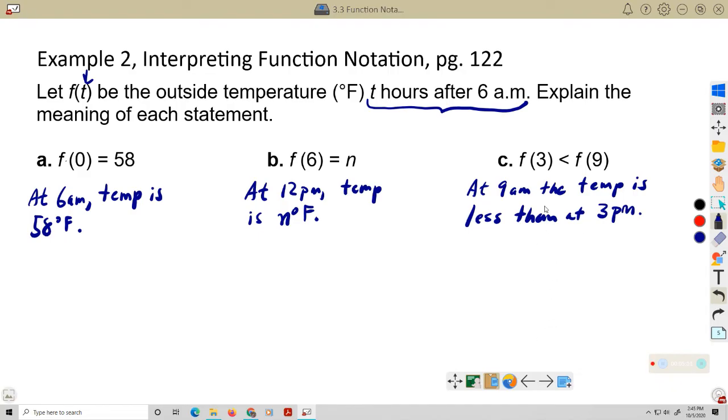So if you're not sure how I got the 9 a.m., the 3 p.m., the 12, and all this other stuff, look at it again. It's hours after 6 a.m., so I'm starting with 6, I'm counting up.